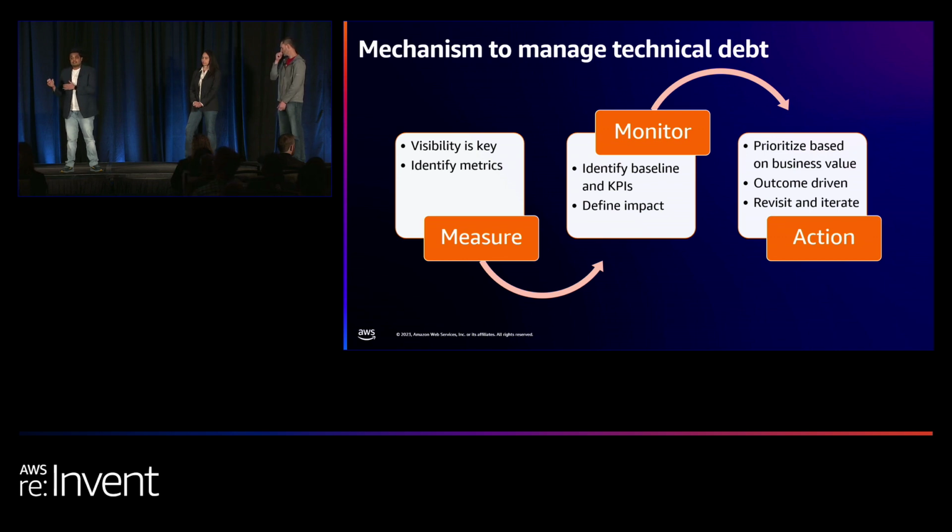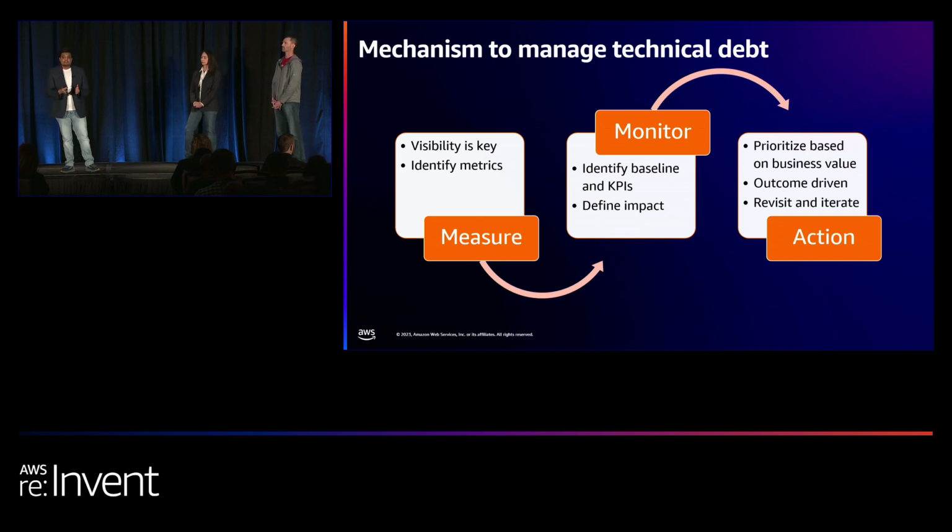And next, you take action. You prioritize investments in technical debt based on the impact from the baseline. So you identify, is it impacting your baseline or not? And if it is, it's an anomaly, you start addressing them and be outcome driven. So again, going back to the metrics, if you don't really have a way to monitor and measure, you won't be outcome driven. You won't really measure the results.